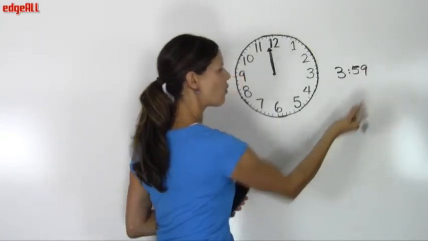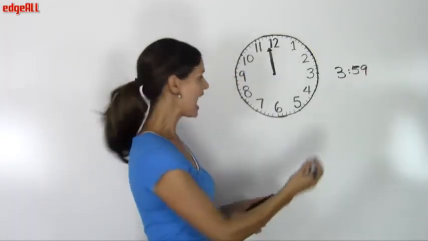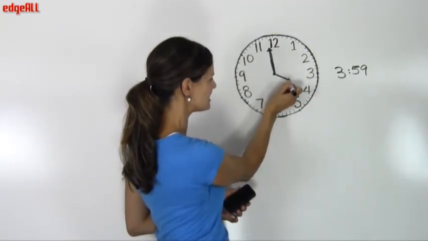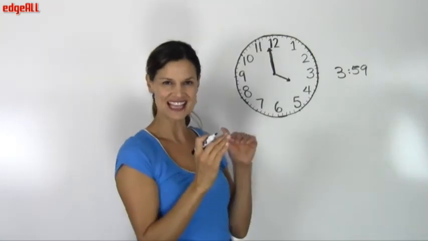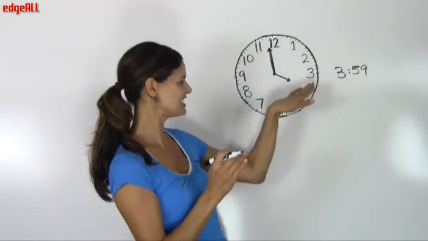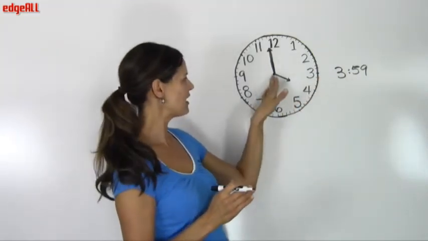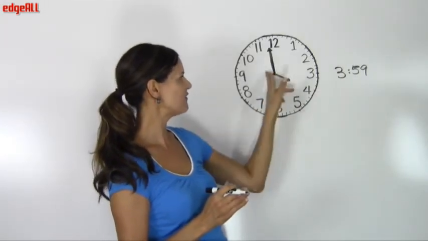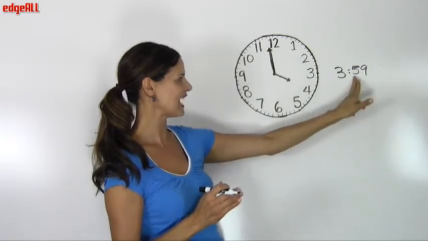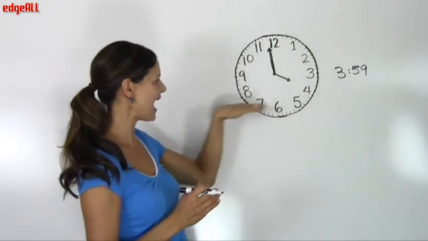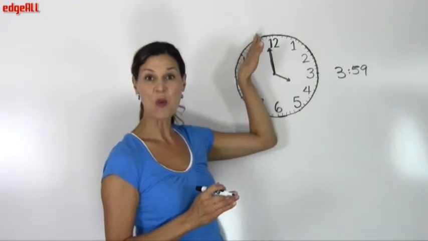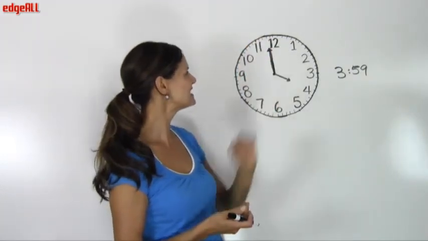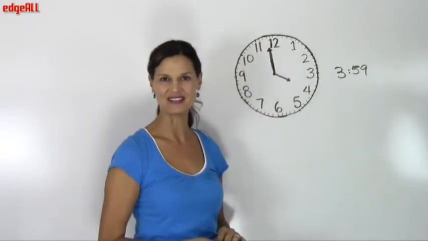If it was 3:59, it would be 1 minute before 4 o'clock. And so the hour hand would be pointing almost at the 4. It would be just to the 3 side, just before the 4. But the hour hand would be pointing there, almost at the 4, and the minute hand would be pointing at 59 minutes past the hour, which is 1 minute before the next hour, and it would be pointing one space to the left of the 12.